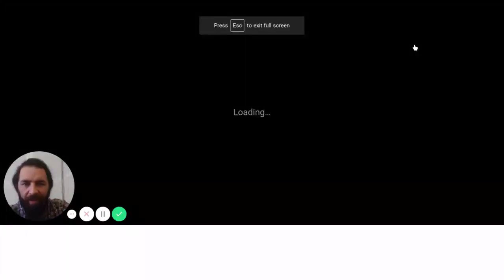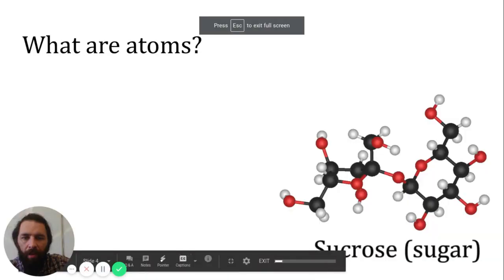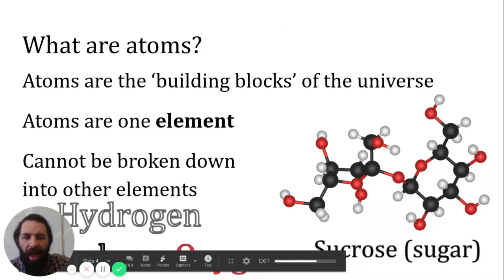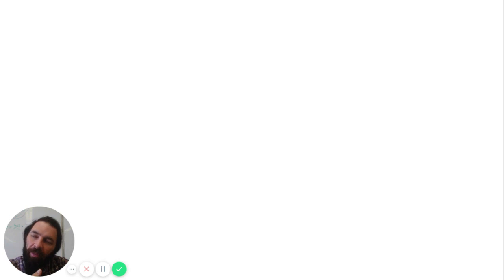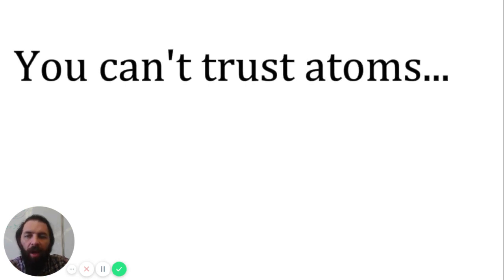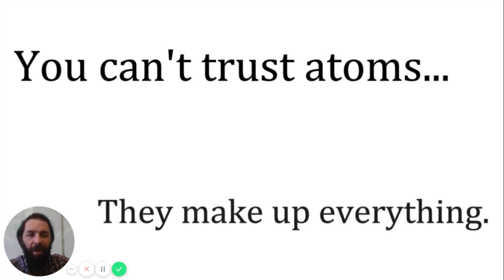So go back to my slideshow. Okay, so we already went through all that. Atoms. Okay, now next up. So we said they're the smallest building block of the universe, but as it turns out, we can actually go smaller.